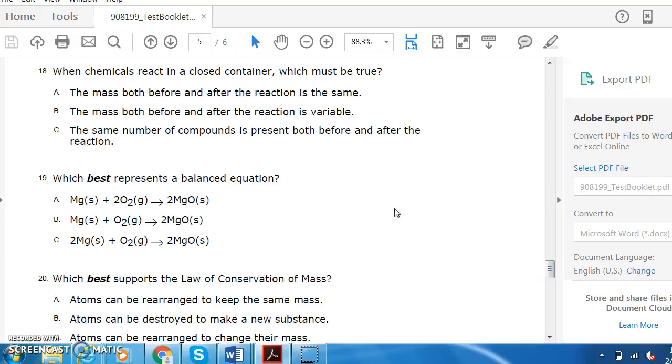Number 19. Which best represents a balanced equation? A. Magnesium plus 2O2 is equal to 2 magnesium O. B. Mg plus O2 is equal to 2 MgO. Or C. 2 Mg plus O2 is equal to 2 MgO.